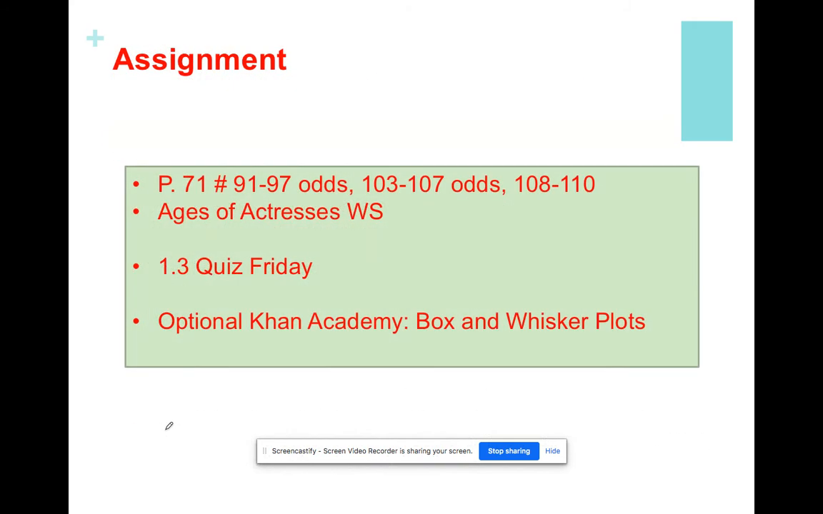So for your assignment, you have some bookwork, and actually I should take this Ages of Actresses worksheet off of here. We're not going to do that. And then we are going to have a 1.3 quiz on Friday. So I'll talk to you about or send you details on that, since Friday is an asynchronous day in terms of how you're going to complete your quiz. And then if you do want additional practice, Khan Academy topic for today would be box and whisker plots.